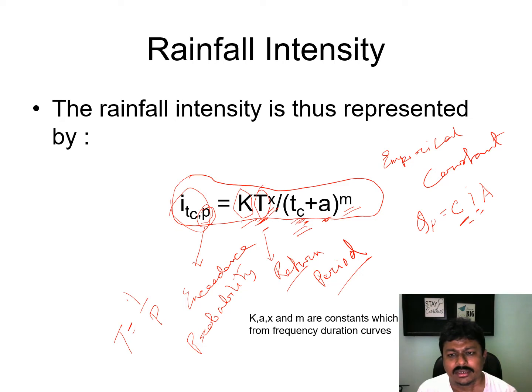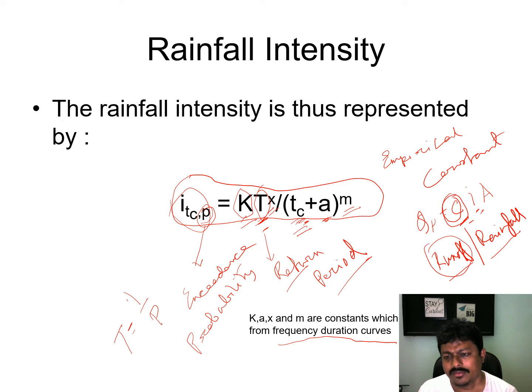Now, as I have already discussed, K, X, A and N are the empirical constants, which depend upon the frequency duration curve. Now, what is the frequency duration curve? I will discuss it in another presentation. And one thing you remember, this is C. C is the runoff coefficient, which depends upon the runoff to rainfall ratio. So if rainfall is high and runoff is low, C will be low. If runoff is high and rainfall is low, then C will be high. Means C will be larger.